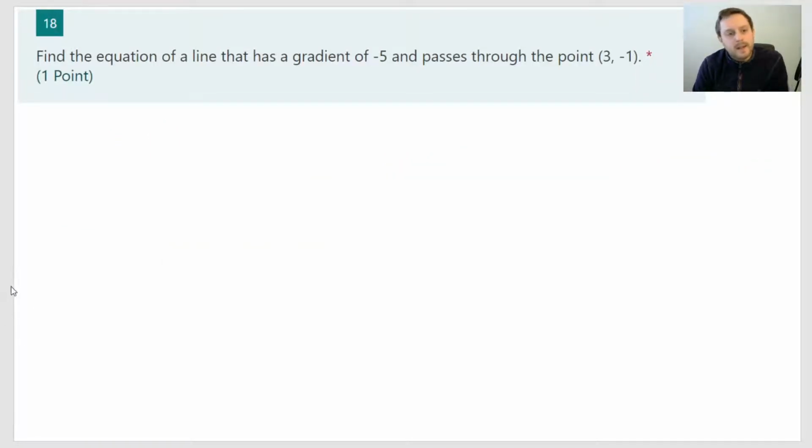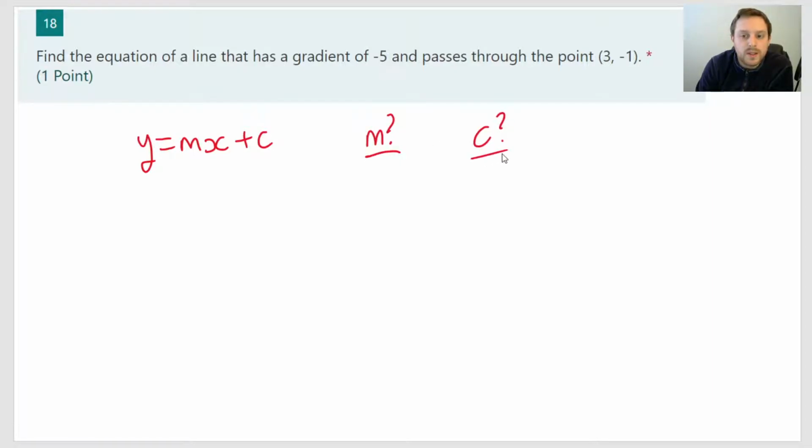Right, number 18, we're nearly done. Find the equation of a line that has gradient -5 and passes through the point 3, -1. Okay, so the equation of a line looks like this. We want to know what M is, and we want to know what C is, and if we knew both of these things, then we'd have our answer. We know what M is, so I'm going to put that in straight away. Now the question is how do we figure out C? Okay, how on earth do we figure out C?